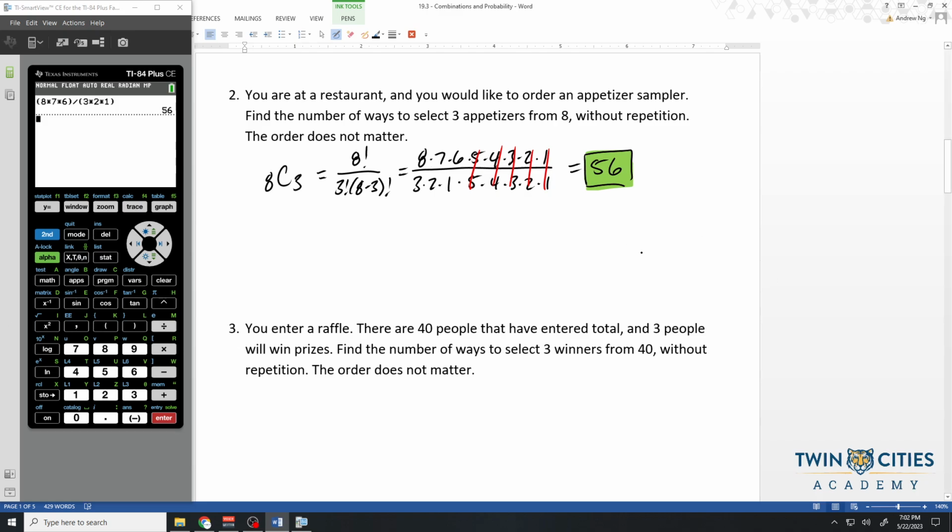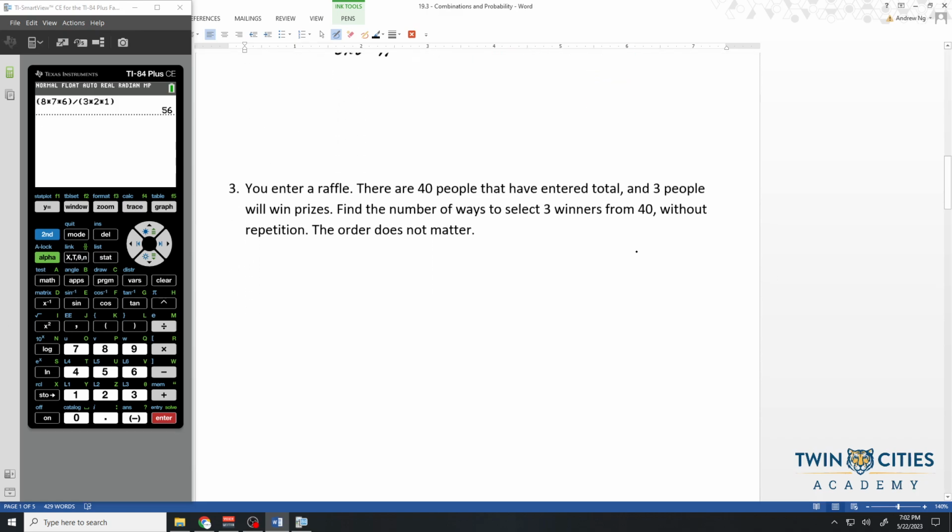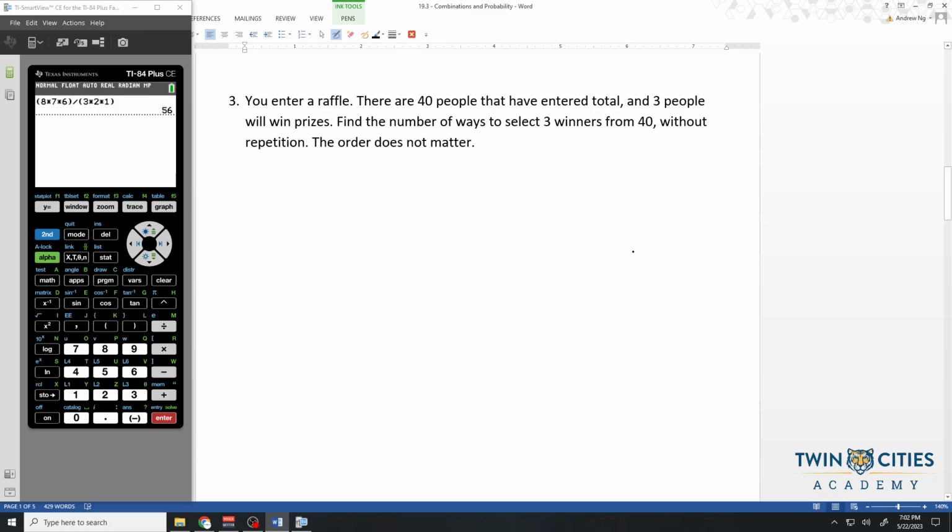All right, the next one says you enter a raffle. There are 40 people that have entered total. 3 people will win prizes. Here we'll assume that all the prizes are the same because the order does not matter, it says later. Find the number of ways to select 3 winners from 40 without repetition. Okay, for this one, we definitely want to employ that trick that we said.